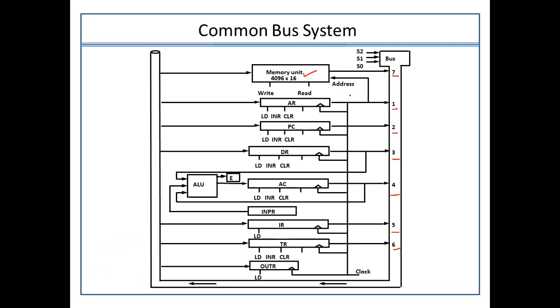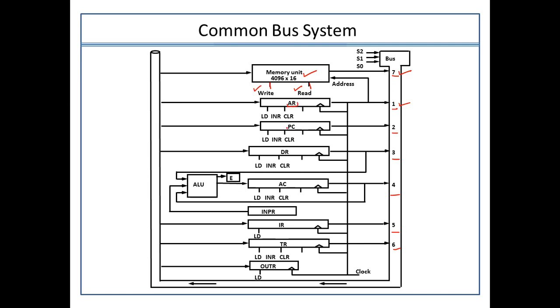So this 7 is representing the memory. This is the first line pin of the multiplexer, which will take the data from the address register on the common bus system, and ultimately whomsoever wants to transfer the data will be responsible for getting the data. Now within the memory, two operations can be done: read and write. That's why this read and write operation has been performed here.